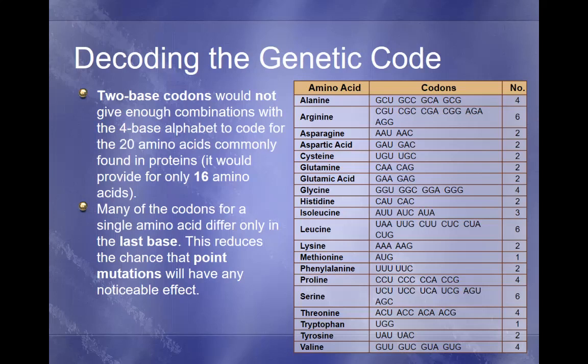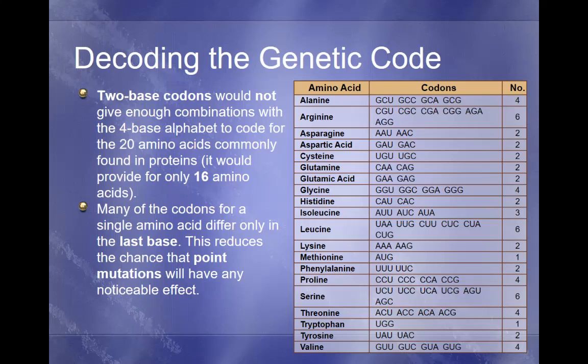If you look at the ones that are a little more redundant, that have multiple copies, in many cases they only differ by the very last base in the triplet. So if we take alanine, for example, we have GCU, GCC, GCA, GCG. As long as the first 2 bases are G and C, it doesn't matter what the 3rd base is, it's still going to produce alanine. This gives you a little bit of protection against certain types of mutations.